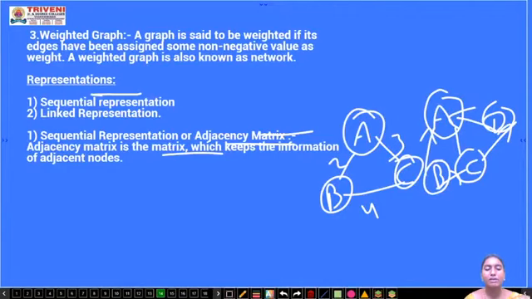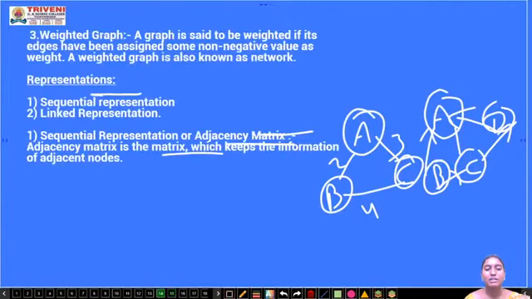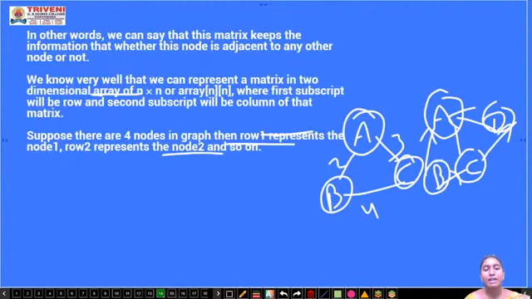In network concept lo weighted graph అనేది బాగా యూజ్ చేస్తారు. Representation: linear representation and sequential representation. Sequential representation or adjacency matrix. Adjacency matrix is nothing but we have to store the elements in the sparse matrix order. That is nothing but an n by n matrix. Here there are two ways, one is row and another one is column.